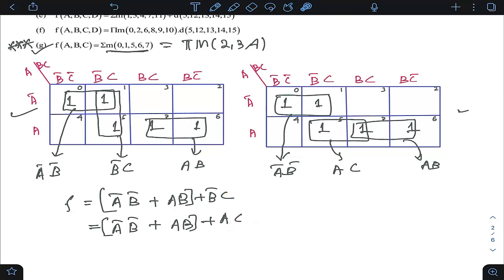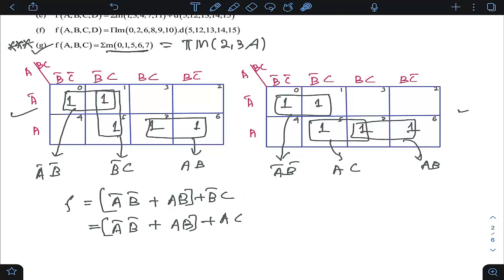If you find the min terms corresponding to this function, and the min terms corresponding to that function, they will be the same. Two functions are said to be equivalent if their min term combinations or max term combinations are the same. But while obtaining the expression from the K-map, they look different. So you need to understand that the K-map provides the minimized expression, but that expression need not be unique. You can have multiple answers corresponding to a K-map.